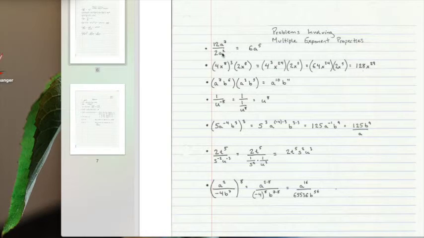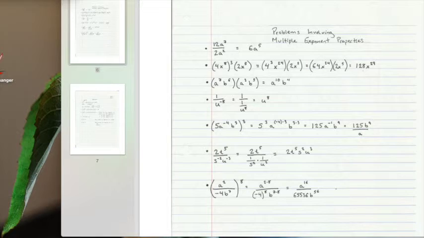a to the 7th over a to the 2nd. Well, that's division of exponents that have the same base, being a. When we have this case, we subtract the exponents and keep the base. 7 minus 2 is 5, and we keep that base a. Our result is 6a to the power of 5.